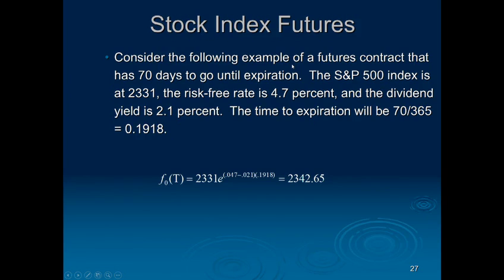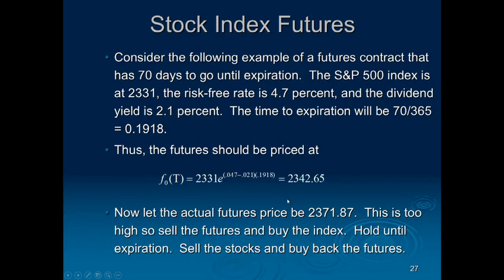Contango, yes. And the reason? Very good. Yeah, the risk-free rate of 4.7% is larger than the dividend yield, right? The convenience yield of 2.1%. As long as the interest rate, the interest foregone, is larger than the convenience yield, you know you've got contango. So, if I calculate the theoretically correct price of the futures contract, it should be at 2342.